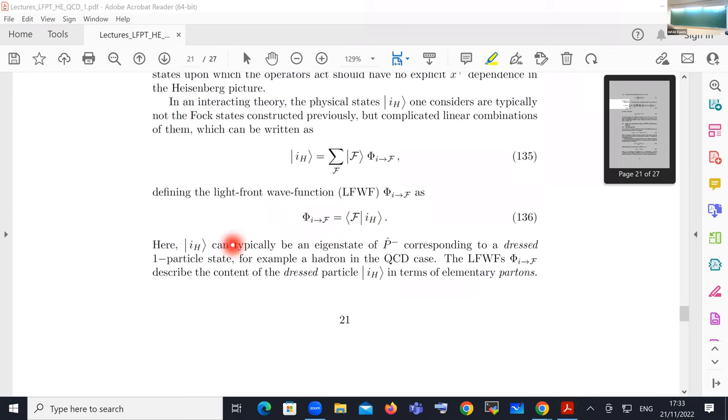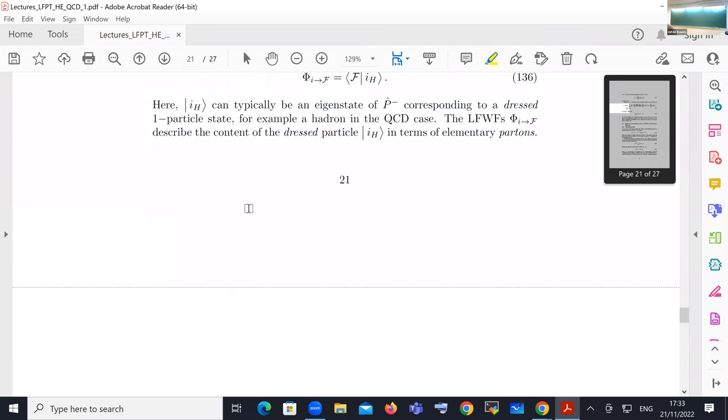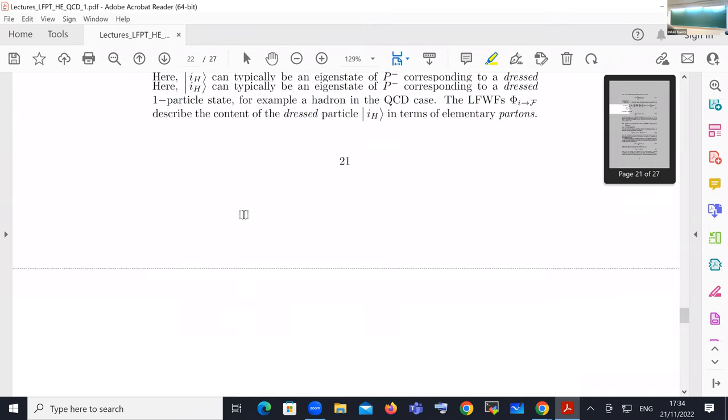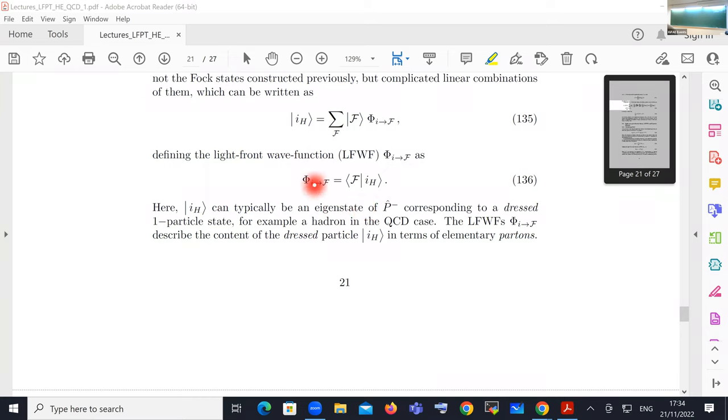For example, in QCD, if you want to study a hadron, that would be a decomposition of your hadron in terms of partons. That would tell you the partonic content of your hadron, and so on. So that's the kind of object we might consider when we want to think of, for example, parton distributions. And so basically here we would like a way to calculate such an overlap, so calculate light front wave functions, and I'll show you how to do that in perturbation theory.